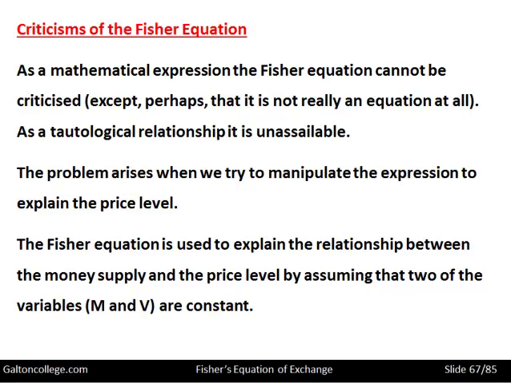Beg your pardon, it's the transactions and the velocity, so it'd be T and V. I'm sorry, not M and V. That's a mistake, a typo there. So it's T and V. The number of transactions are fixed at the full employment level. So T is a constant.